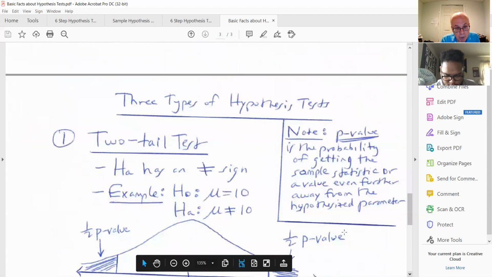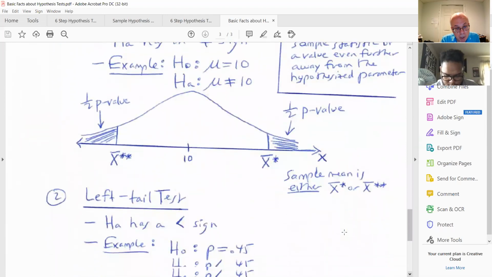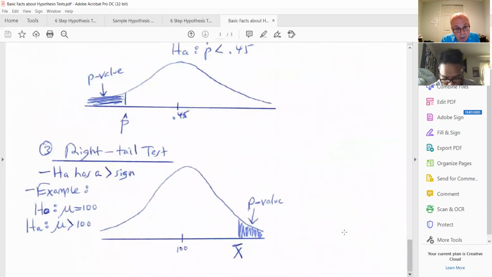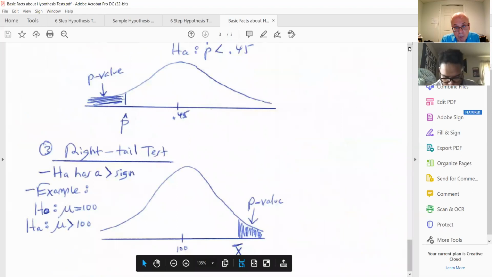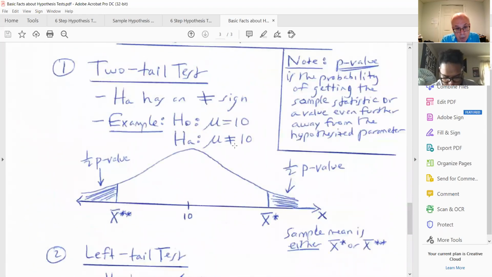And then the 3 types of tests. Now, again, 2-tailed test, left-tailed test, and a right-tailed test, right? And it all depends on what? The alternative hypothesis. If the alternative hypothesis has a not equal to sign in it, it's a 2-tailed test.